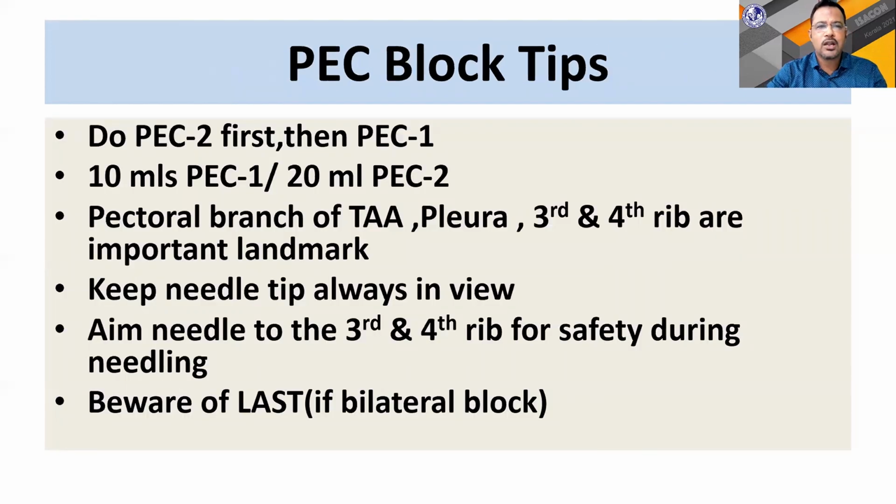Now coming to the pec block tips, do pec 2 first, then do pec 1, 10 ml for pec 1, 20 ml for pec 2. Pectoral branch of the thoracoacromial artery, pleura, third and fourth rib are important landmarks. Keep the needle tip always in view. Aim the needle to the third or fourth rib for safety during needling, and if you are giving a bilateral block, beware of pneumothorax.